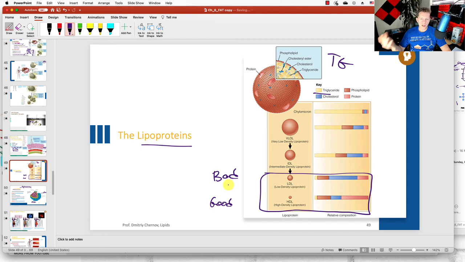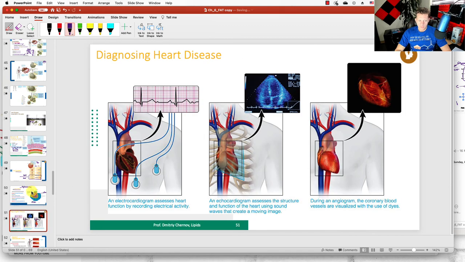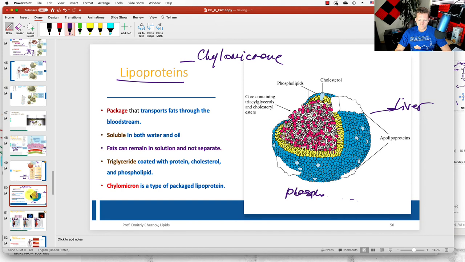But we need them both, similar to omega-3 and omega-6. We definitely need them both. So, why? Let me look at the chylomicron, unless I'm forgetting something. A package that transports through the bloodstream, soluble in both water and oil. That's why the chylomicron is a transporter, because it's soluble in both water and blood and in lymph. Blood is hydrophilic and lymph is both-ish, I guess. Through lymph the transporter carries fats.